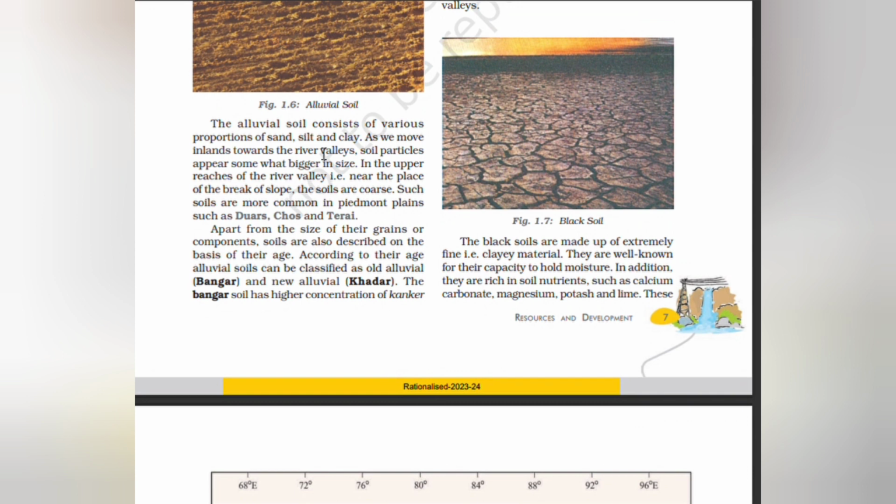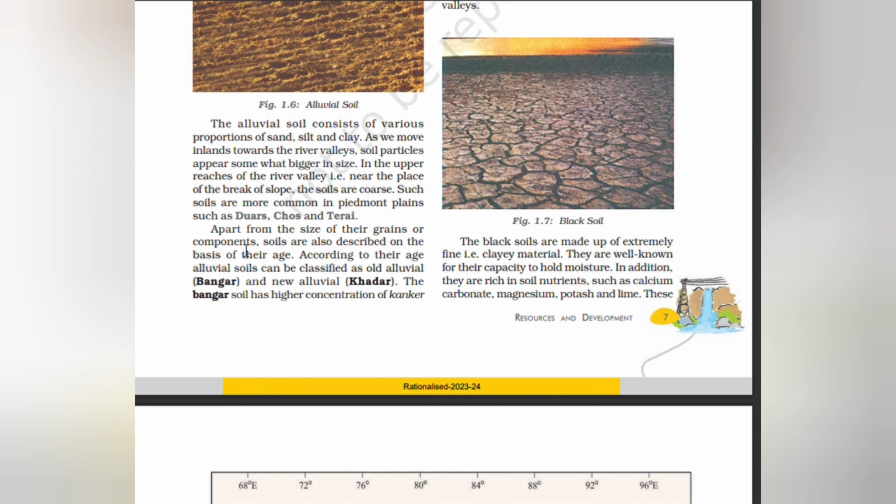As we move inland towards the river valleys, soil particles appear somewhat bigger in size in the upper reaches of the river valley. Near the place of the break of the slope, soils are coarse. Such soils are more common in piedmont plains such as duars, chos, and terai. Apart from the size of the grains or components, soils are also described on the basis of age.